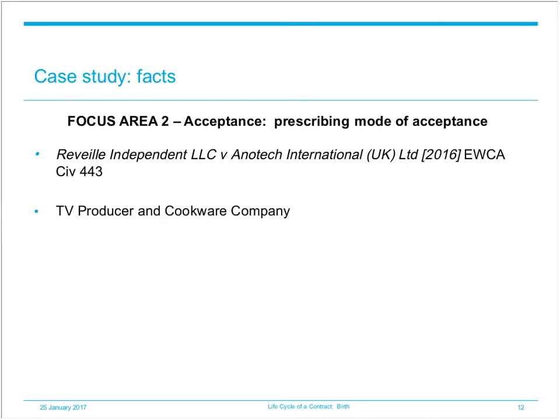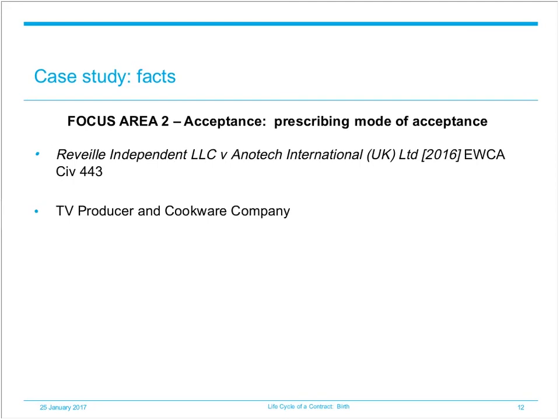Reveille Independent was a US corporation producing TV programs, including MasterChef US. Anatech International was part of a group which manufactured and marketed home cookware utensils under the name the Cookware Company. For ease, we'll refer to them as the TV producer and the Cookware Company. The disputed contract provided that the TV producer would integrate and promote the Cookware Company's products in 3 episodes of Season 2 of MasterChef US, and that the Cookware Company would be licensed to use the MasterChef brand on its products for sale in the US and Canada.